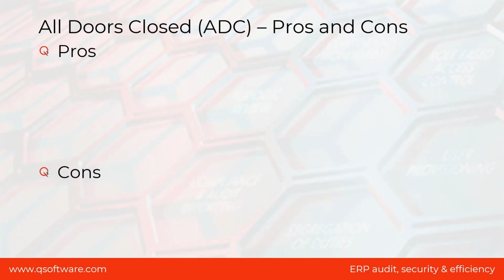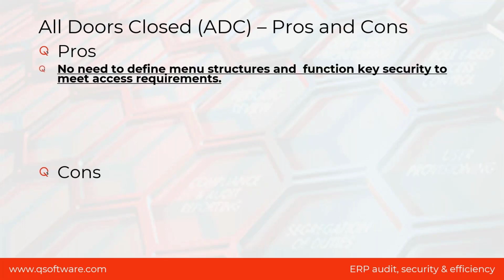So from an all doors closed perspective, what are the pros and cons, and why are we advocating for all doors closed today? The big one really is that you're not defining your menu structures and function key structures to meet your access requirement. We know you're probably doing that anyway, but that's to make the system usable and functional. It's not to make it secure. So if you do have a situation where you have to let somebody get to somewhere that you wouldn't normally want them to get to, if you have a decent all doors closed policy in place, you know that they're not going to be able to execute something that you don't want them to.